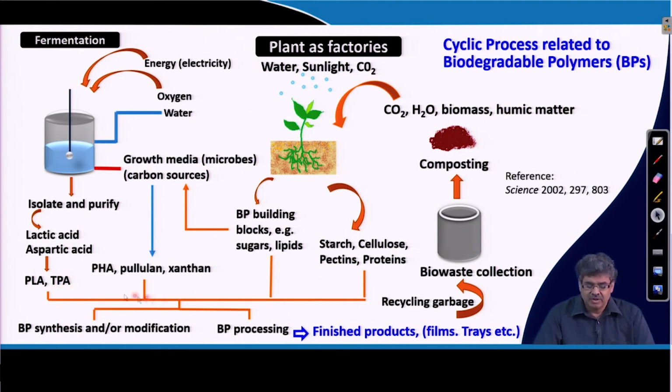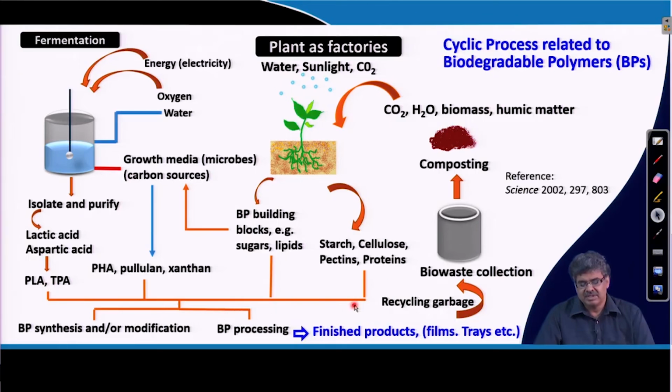So, there are 4 different ways we can synthesize biodegradable polymers, but the source has to be plants. They can directly produce biodegradable polymers, or produce monomers which can be converted to biodegradable polymers. They can produce monomers which can be converted to biodegradable polymers using microbes, or converted to other monomers by fermentation, which can again be polymerized to produce biodegradable polymers.